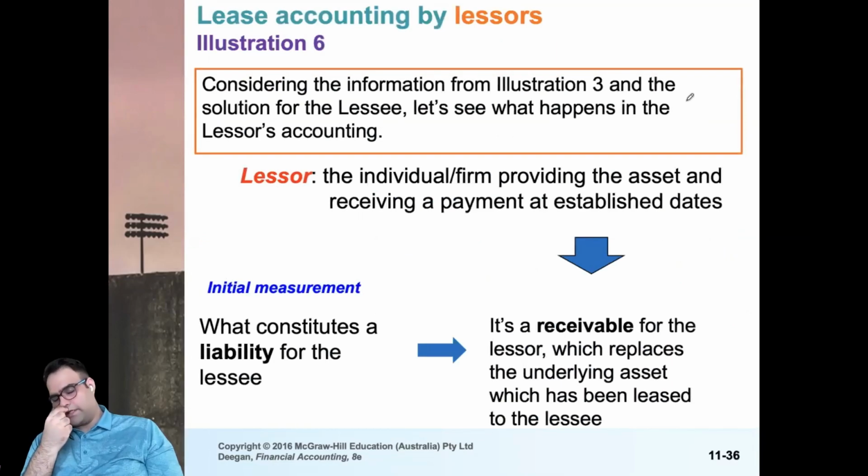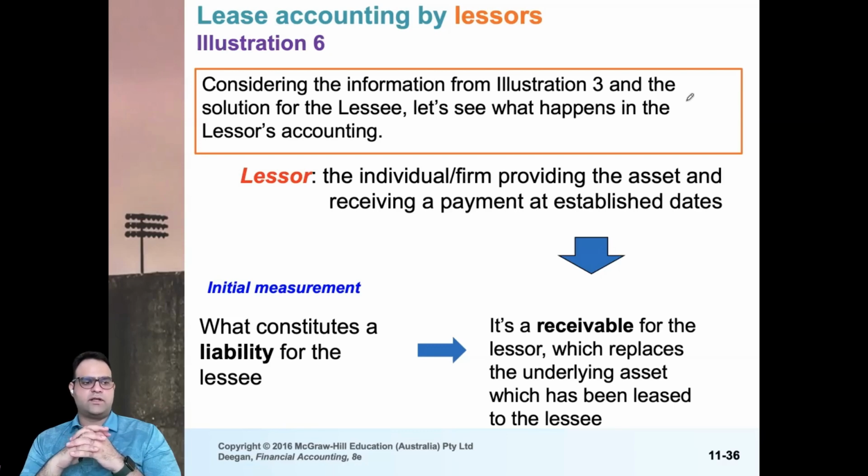Now we are moving to the lessors. So what happened with the lessors? Okay, the accounting standard has changed a lot for the lessee. International Financial Reporting Standard number 16 has changed a lot for the lessee. For the lessor, they haven't changed anything. For the lessor, they still have two kinds of lease called operating lease and finance lease.